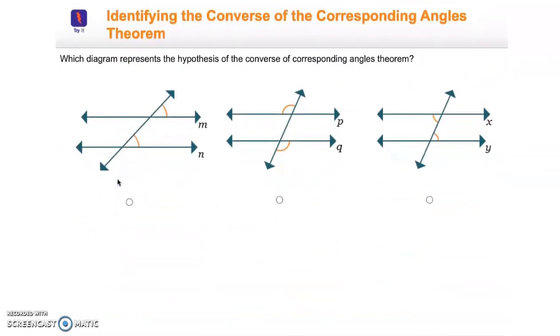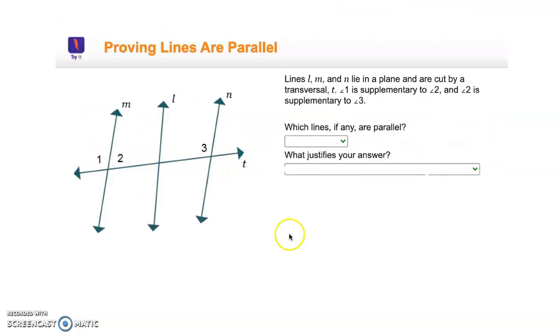So, which diagram represents the hypothesis of the converse of the corresponding angles theorem? Meaning we want to prove that if corresponding angles are equal, then the lines are parallel. Well, which one of these diagrams shows corresponding angles? It's this one right here. Those two are corresponding angles. These two are alternate exterior, and these two are alternate interior. So this represents if we have two congruent angles that are corresponding angles, then we're going to try to prove something.